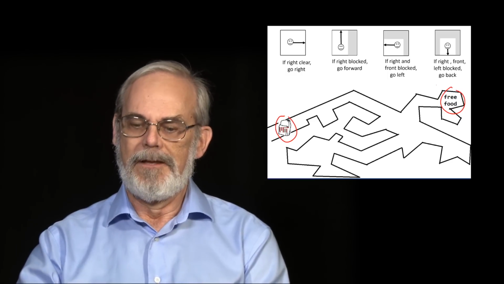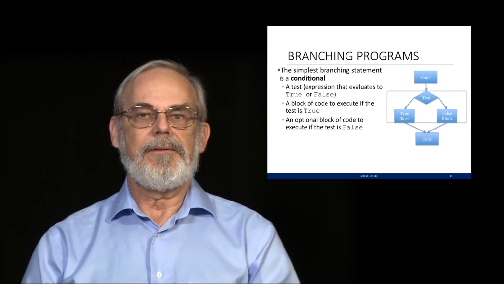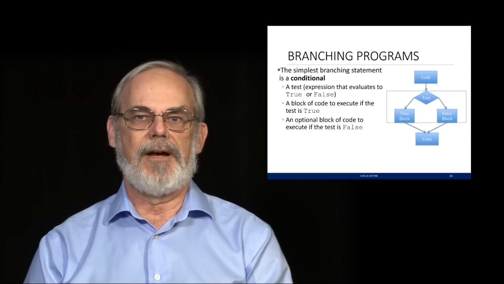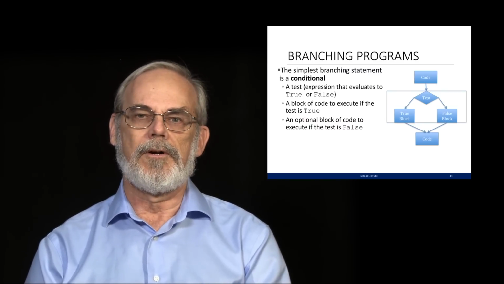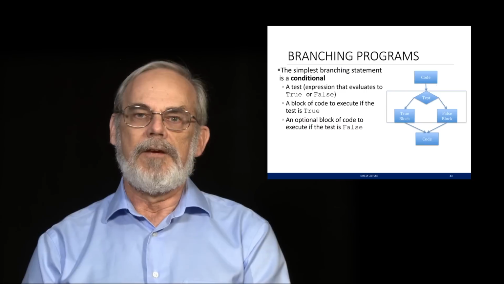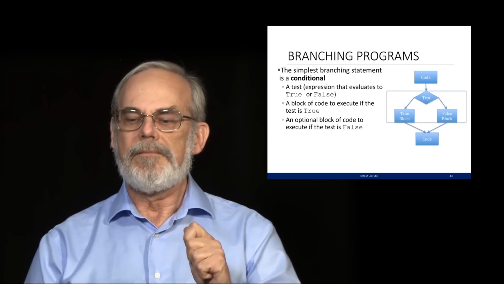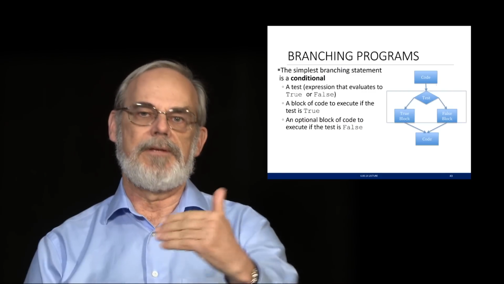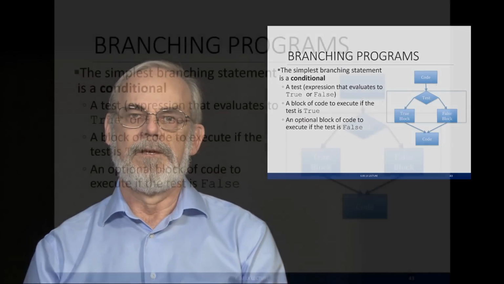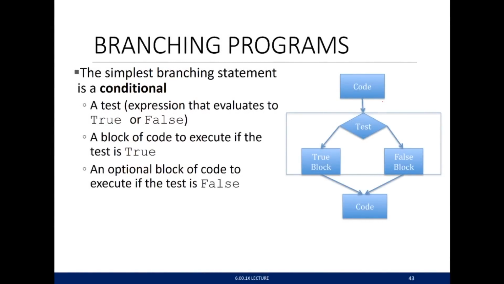Simple tests. With those ideas, I can put together the first kind of actually more reasonable or interesting program called a branching program. In the case of the maze, it would say move forward unless a test is true. That test might be moving to the right is blocked. If it's not blocked to the right, I'm going to do one thing, keep moving forward. If it is blocked to the right, I'm going to move ahead.